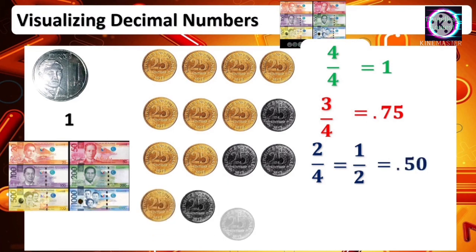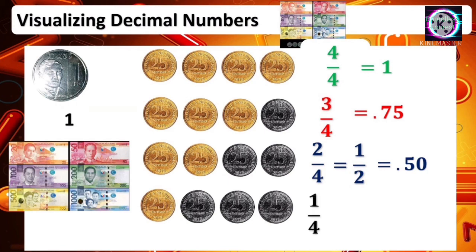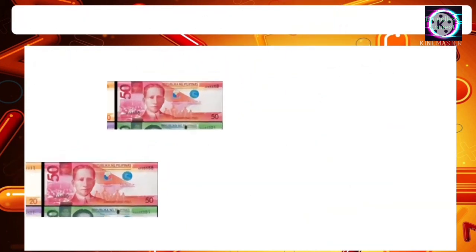For the last one, we have only one 25 centavo coin. So we're going to write it as 1/4. Now to change it into a decimal number, we are not going to add anything because we have only one. That is why it is equal to 0.25.